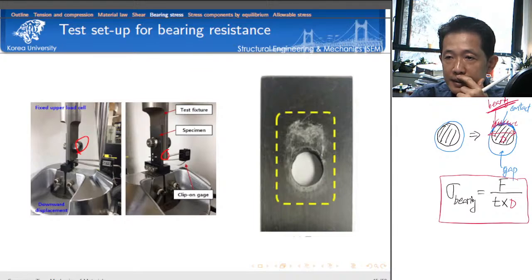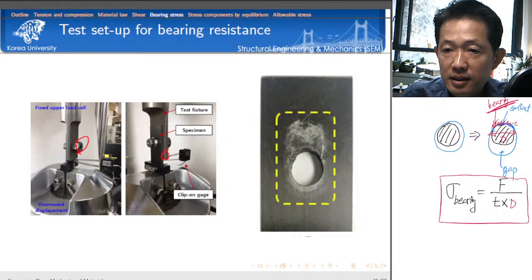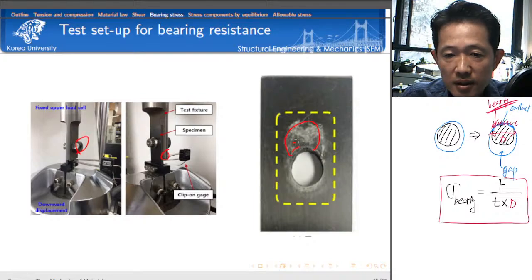Actually, they designed this specimen intentionally to have the bearing behavior. Look at this. Here you can see the damage caused by the bearing. Here the material on top of the bolt is severely damaged. That causes bearing failure of the material.